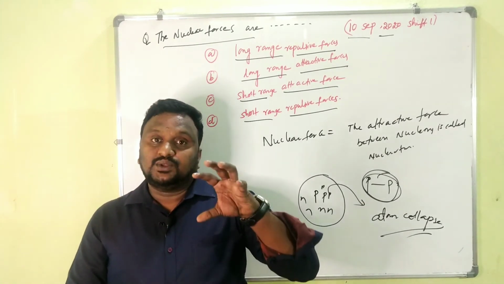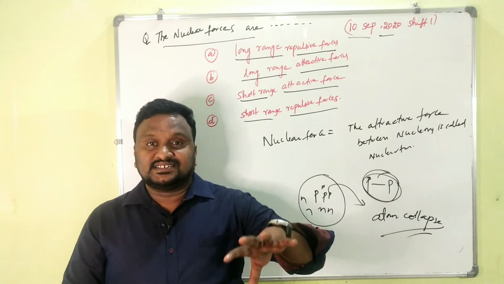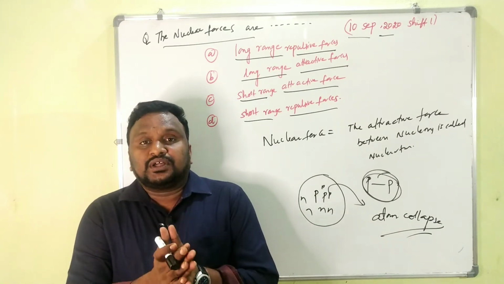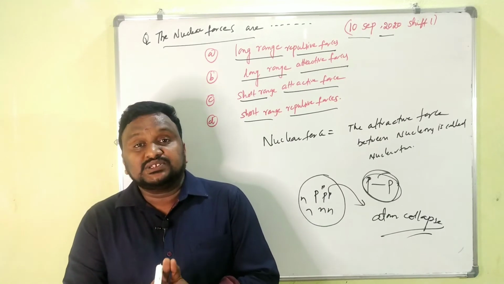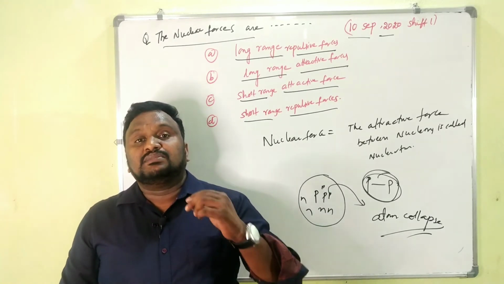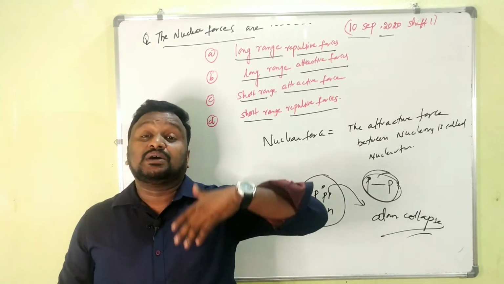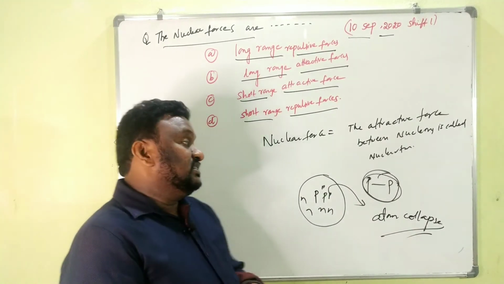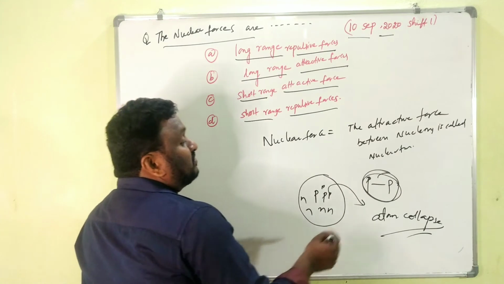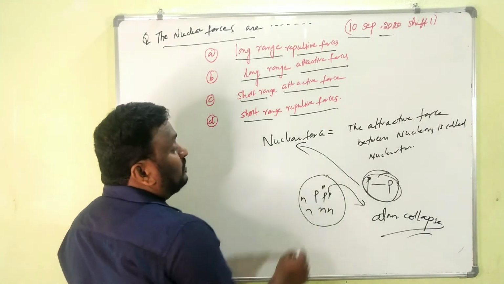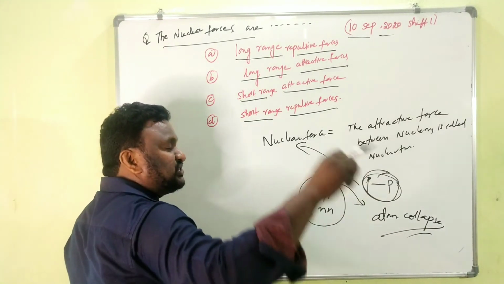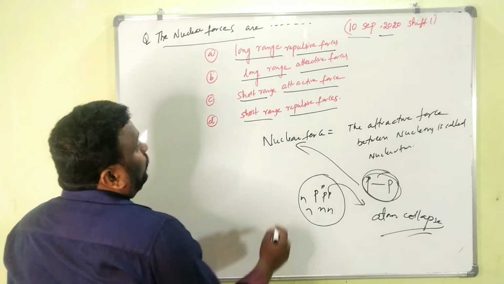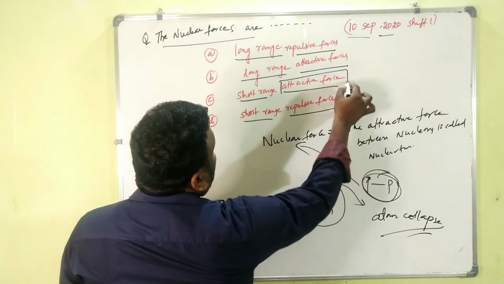Clear? In a nucleus, protons are there, neutrons are there. A proton's charge is positive. When we consider two protons, they must be experiencing a repulsive force. Then they must be repelled and come out from the nucleus. But it is not happening. Why? Because some other attractive force is acting between the nucleons. That is what we call nuclear force. Nuclear force must always be an attractive force, so the attractive force is the right one.